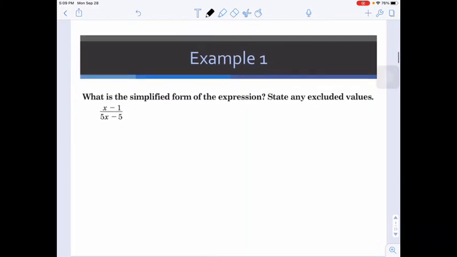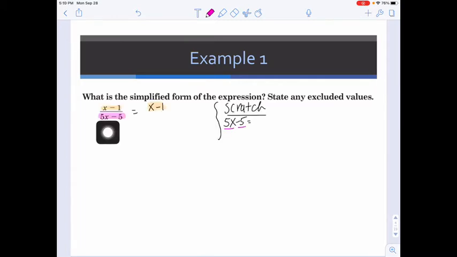Example 1 says, what is the simplified form of the expression? State any excluded values. So, to find the simplified form of our expression, we just need to factor the top and the bottom. So we're going to factor the numerator and the denominator. Notice the numerator is x minus 1. There's nothing that we can really factor out of that. So we're going to go ahead and leave that as x minus 1.